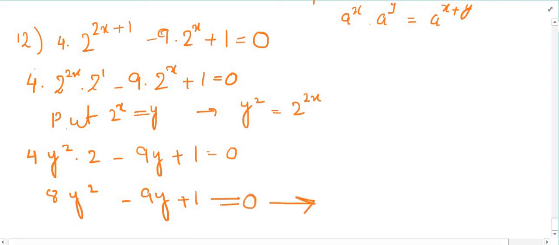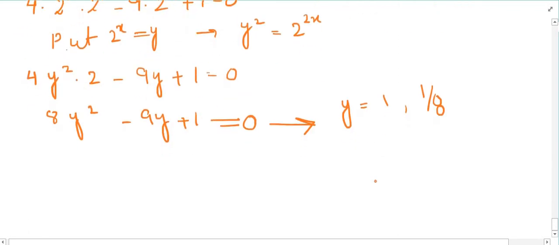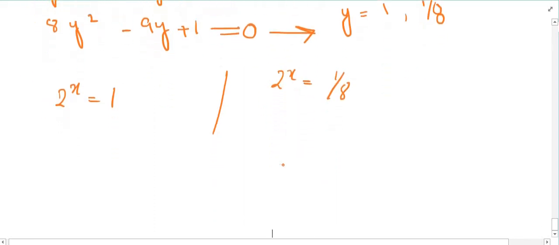Make the factors or apply the formula. You will get the roots for it, 1 and 1 by 8. Do this by yourself, okay? 1 and 1 by 8. But if you feel any difficulty to find the roots for this, you can ask in comments, okay? Again, substitute y equals 2 exponent x, because these 1 and 1 by 8 are the roots of the quadratic equation, but we want the roots of our given exponential equation. So 2 to the x equals 1, and the second is 1 by 8.